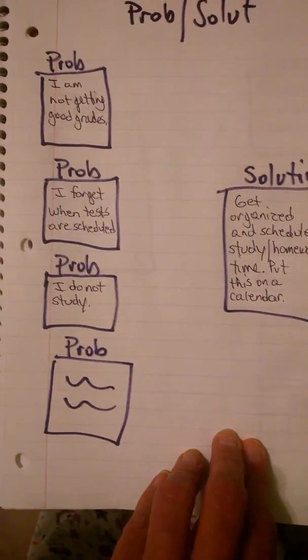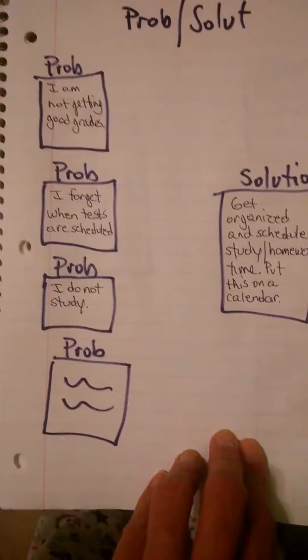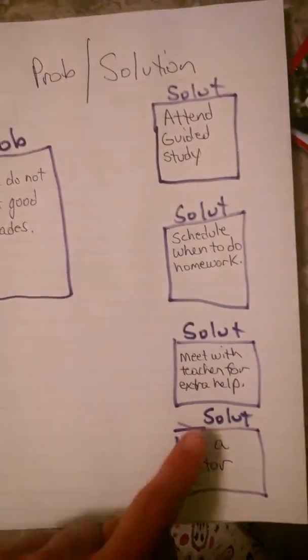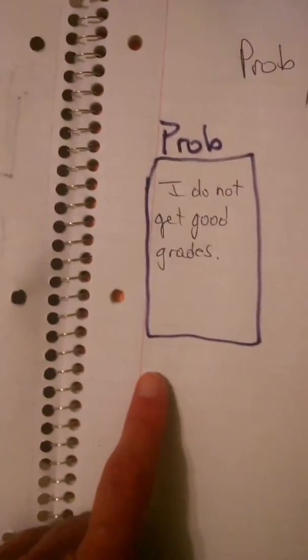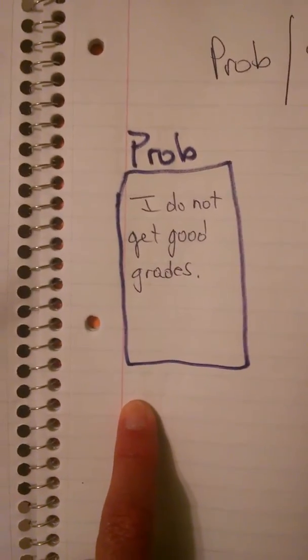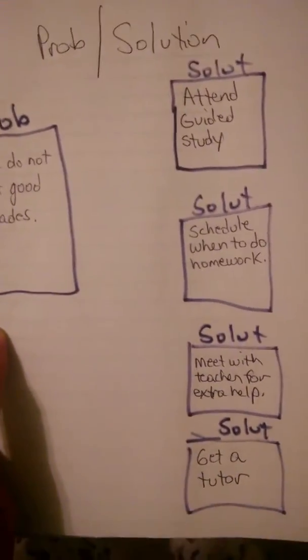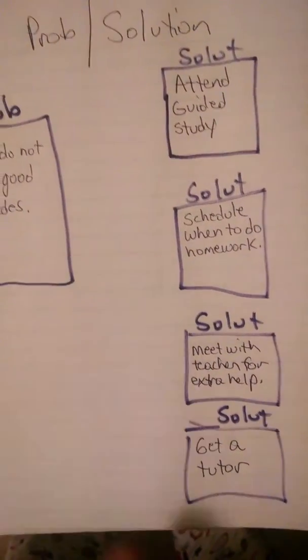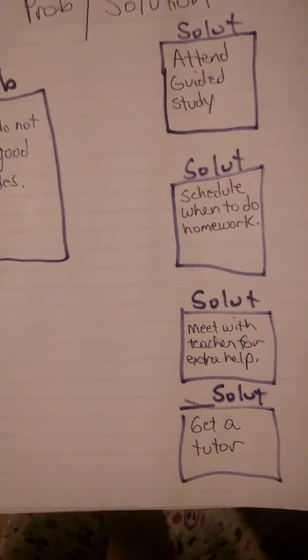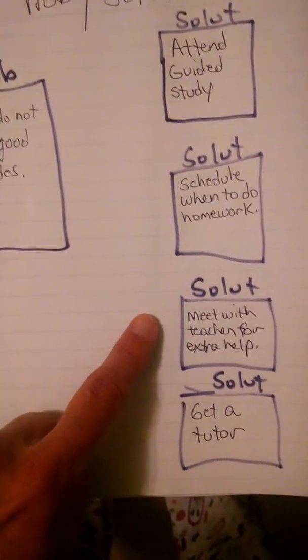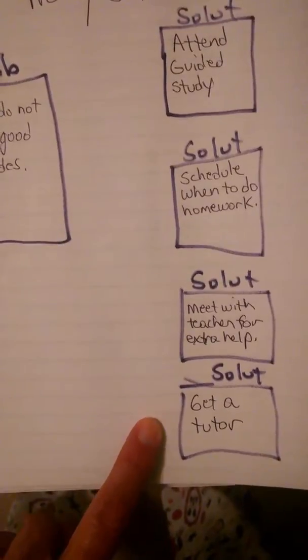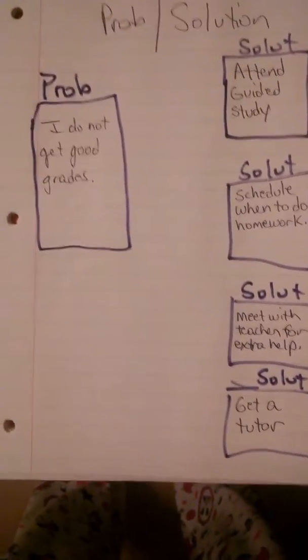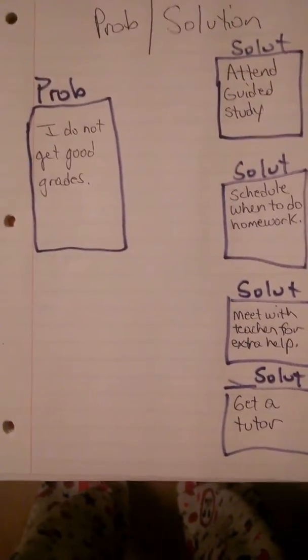Alternatively, when you're reading text, it might instead mention one problem and offer many different steps to solve it. So maybe the one problem is, I do not get good grades. The solution steps could be attend guided study, schedule when to do homework, meet with your teacher for extra help, and get a tutor.